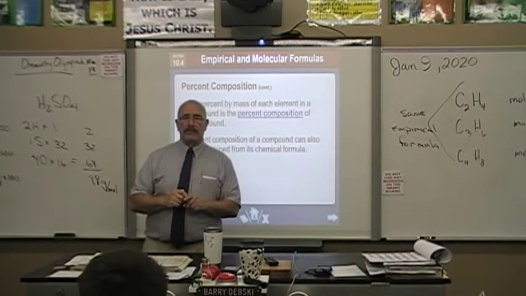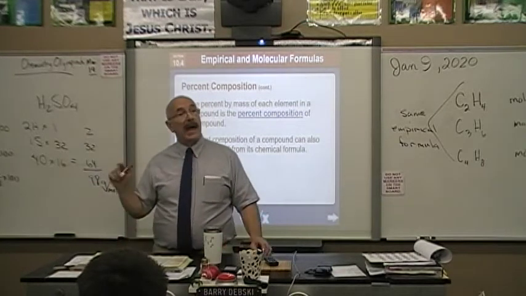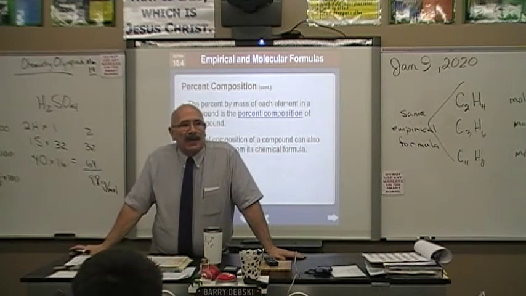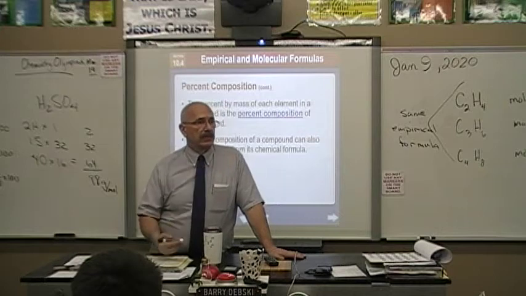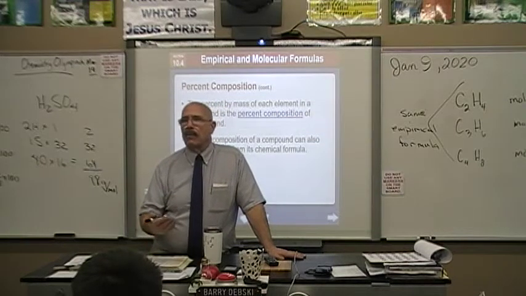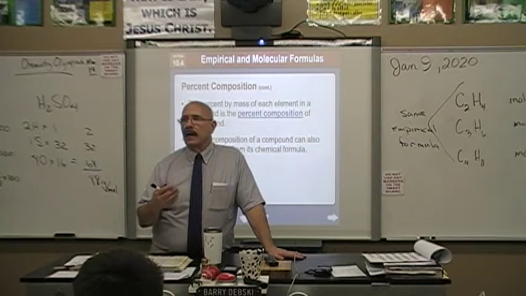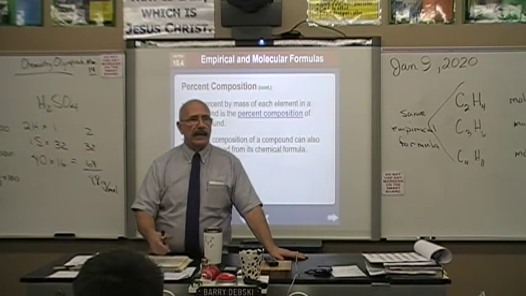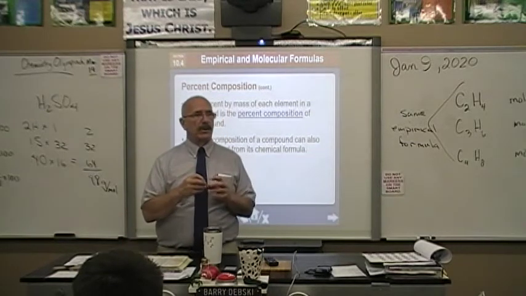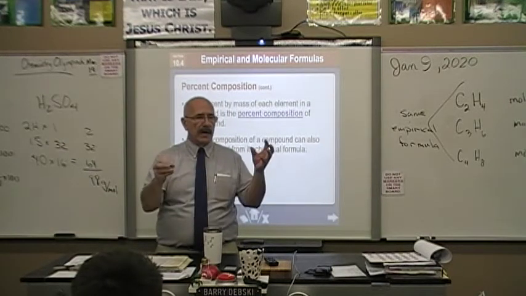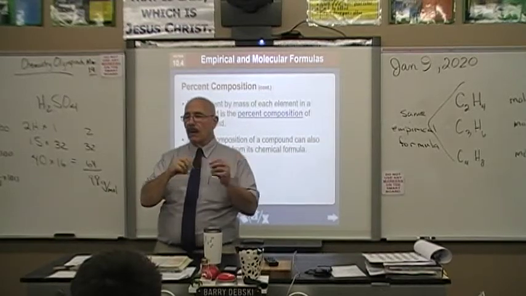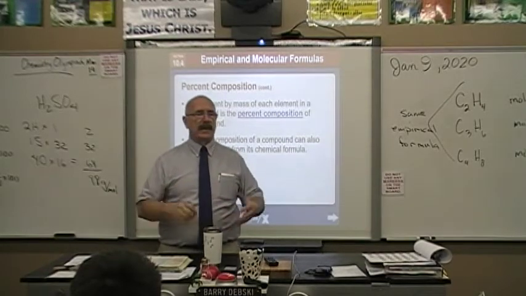The bulk of the rest of today's lesson is doing this backwards, and it's called calculating an empirical formula. We're going to take a percent composition and work backwards to figure out what the formula is. This is done in chemistry a lot, in forensics, in crime lab work, in medical labs, where they can take a machine called a mass spectrometer, put something into it, and it burns it up and analyzes the masses of all the different elements in there.